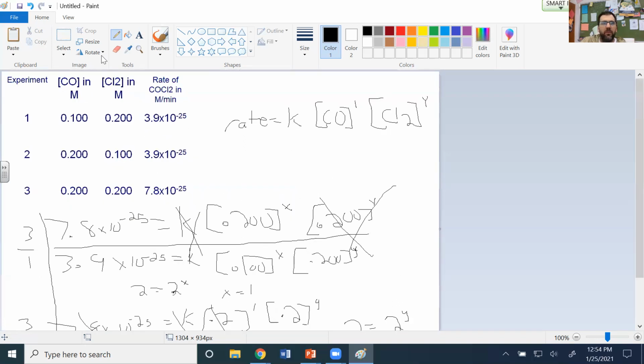So my rate law is now rate equals K, carbon monoxide to the first power, and then Cl2 to the first power. So this is first order with respect to CO, and it is first order with respect to Cl2, and it's second order overall.